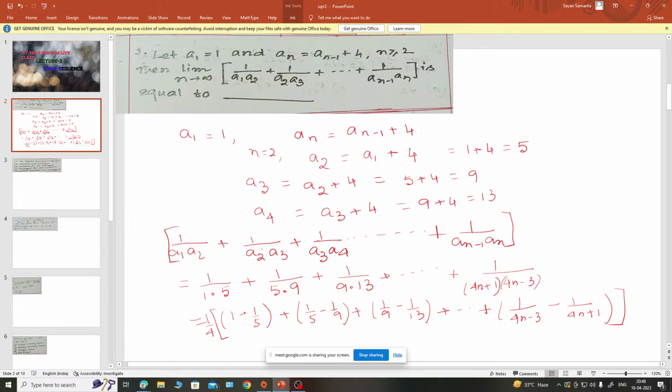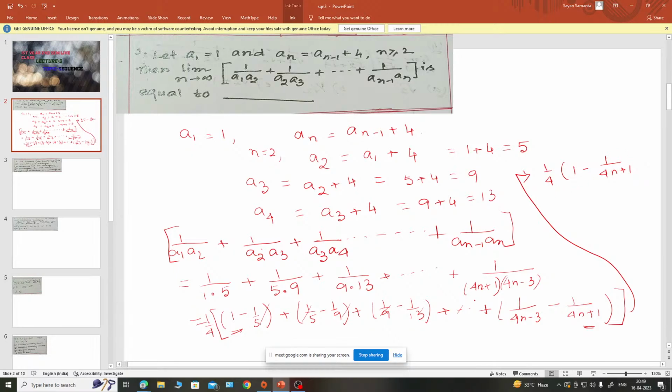Next, here we see minus 1 by 5, here plus 1 by 5. And also here we see minus 1 by 9, plus 1 by 9. So with alternating signs, these cancel. Obviously the first term and the last term remain. Is it clear to everyone? So here we see that what remains is 1 by 4 into 1 minus 1 by 4n plus 1.